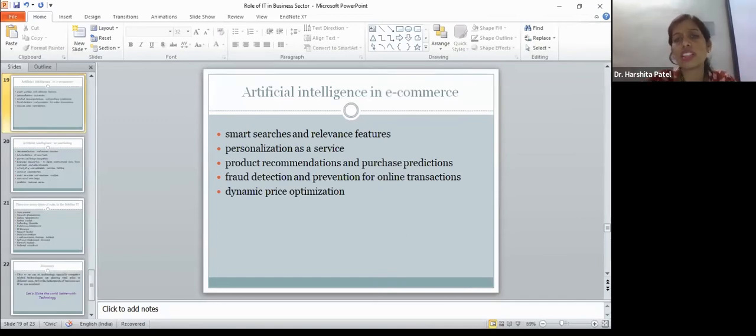This is a very small and daily-use thing you must have seen if you have done some kind of shopping. Like when you're shopping on Amazon and some suggestions are coming: the people who are searching this are buying these things also, buying together kind of thing.